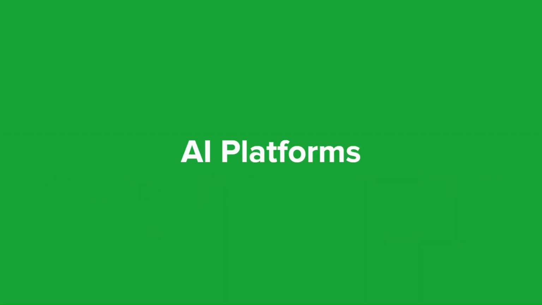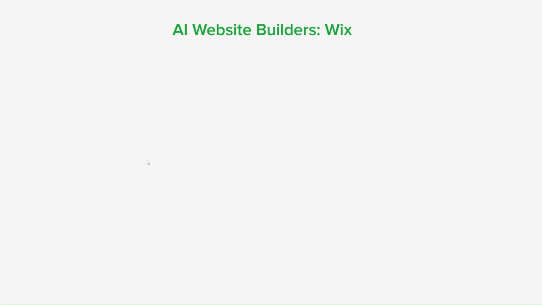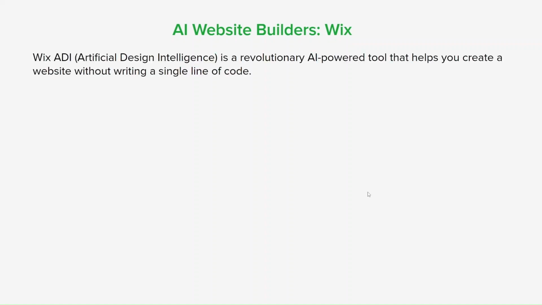So let's first talk about some AI platforms, some website builder platforms. The first AI website builder we're going to talk about is the Wix ADI. The Wix ADI is a revolutionary AI-powered tool that creates a website without writing a single line of code. It uses machine learning algorithms to analyze your website's needs and preferences, and then it generates a custom website design and content based on your input.